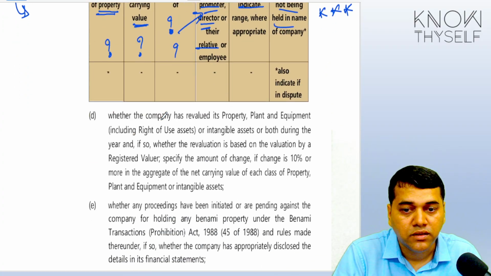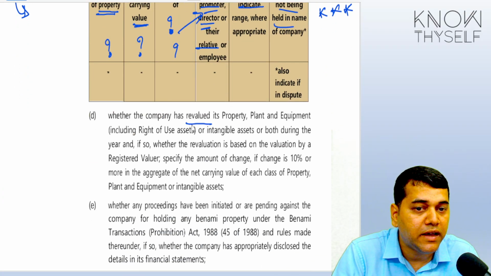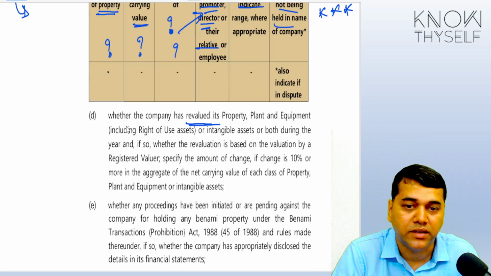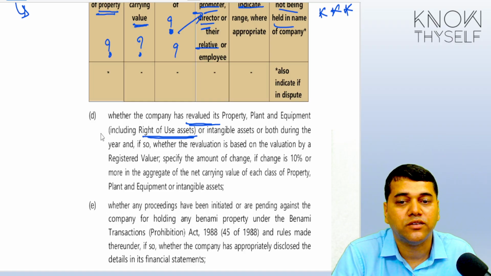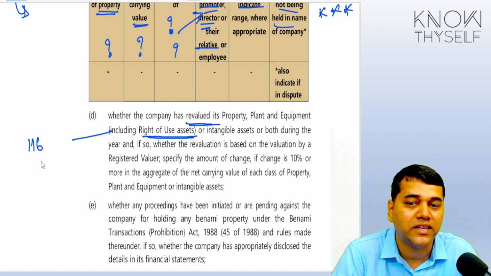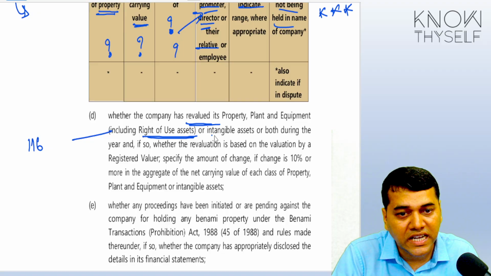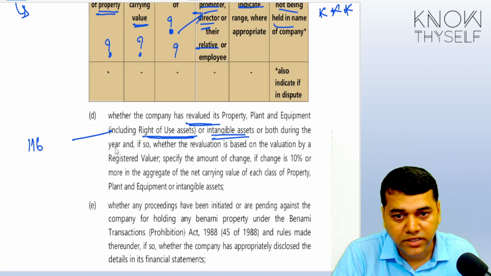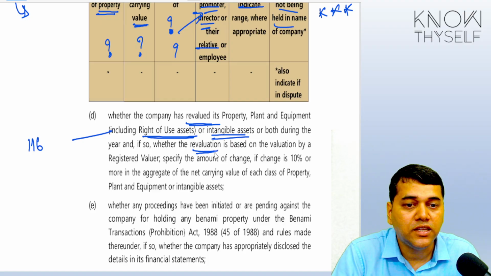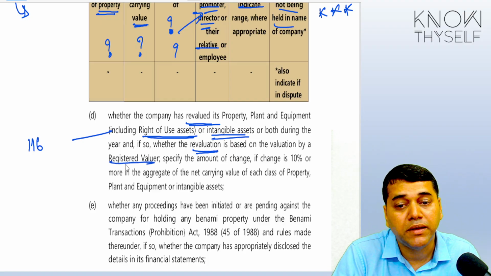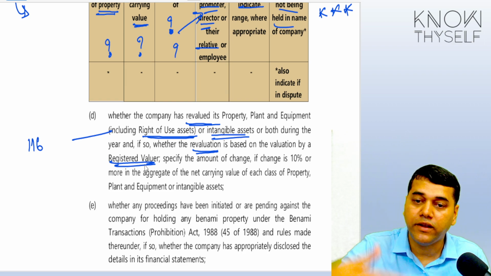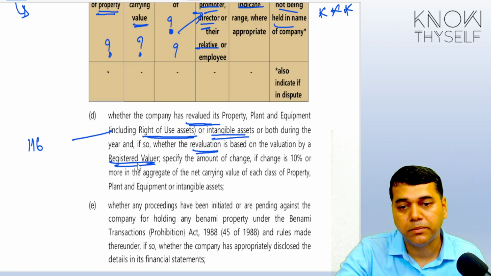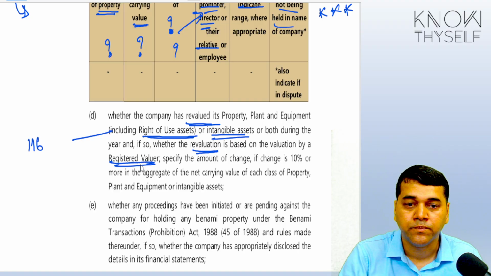And the next one, whether the company has revalued its property, plant and equipment. Again, generally it will take 3 years, including right of use assets. Okay, right of use assets happens for lease (Ind AS 116), or intangible assets during the year. If so, whether the revaluation was done by a registered valuer. Who had done that? Okay, who is a registered valuer? You have to go back now because somebody must have qualified as a registered valuer.